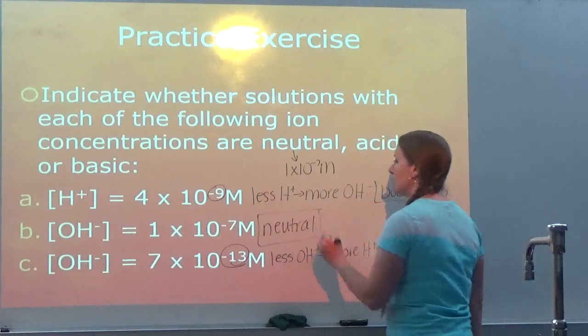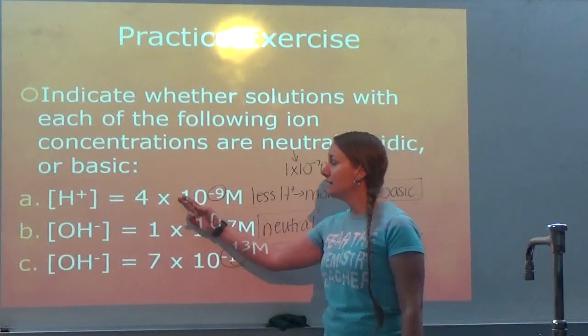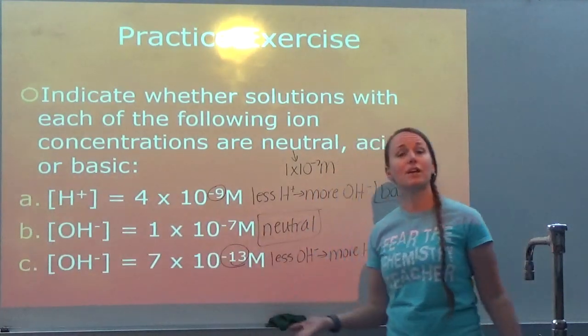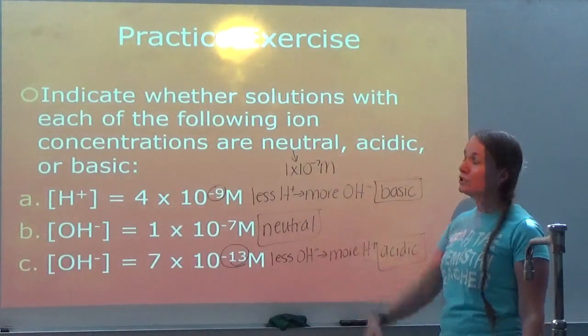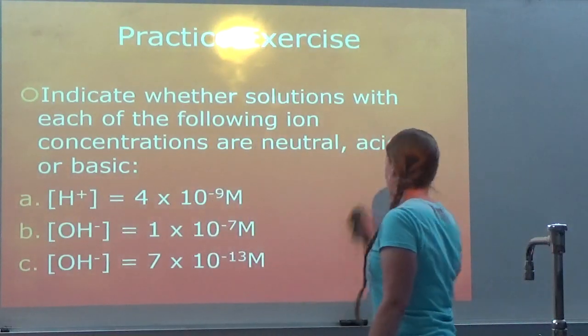Alright, so hopefully you got those right. Now if all else fails, what you could have done, if you remember your pH, is take the negative log and get pH, or the negative log of these and get pOH. And then you could have used those scales if you have trouble. But otherwise, you just compare it to what it would be in a neutral solution, which is 1 times 10 to the negative 7 molar.